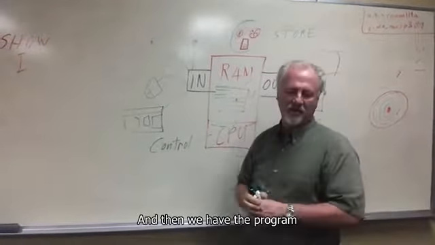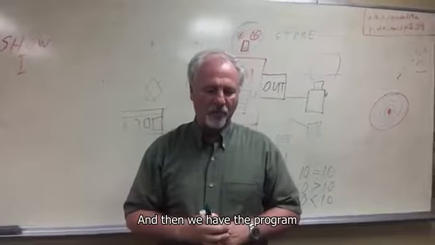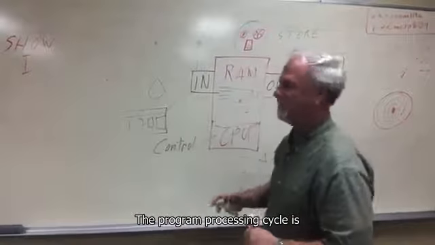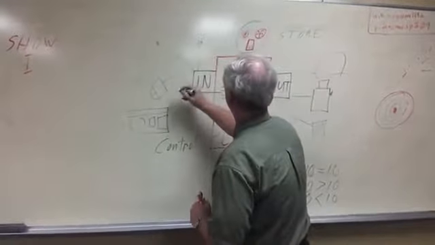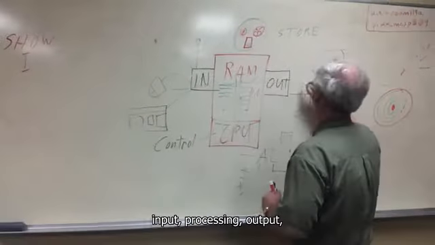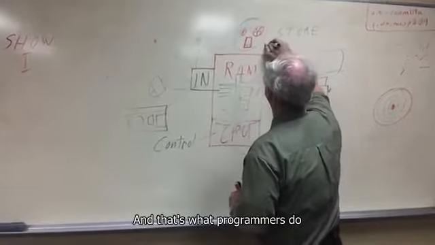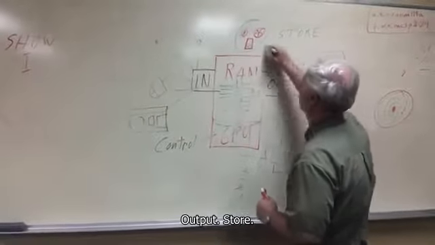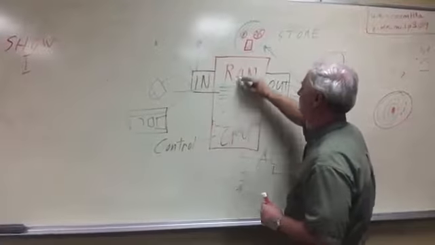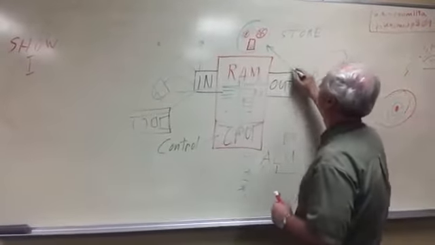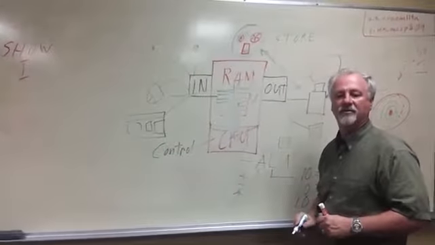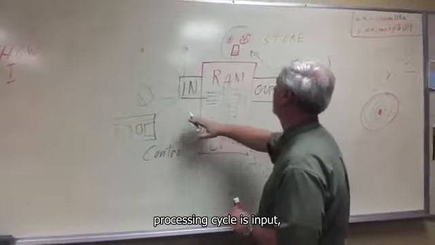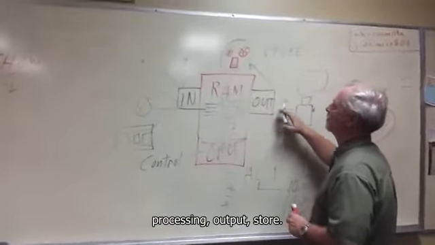And then we have the program processing cycle. The program processing cycle is input, processing, output, store. And that's what programmers do all day long. Input, processing, output, store. You can input your document, change the format, print it out, store the letter for later use. Whatever it is, the program processing cycle is input, processing, output, store.